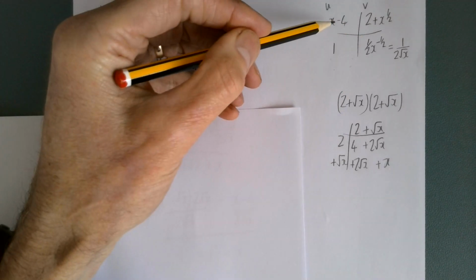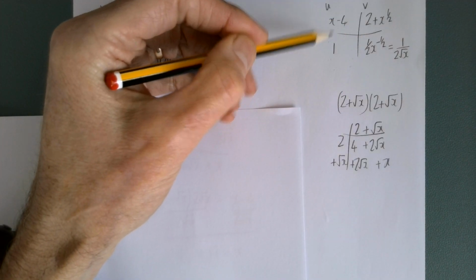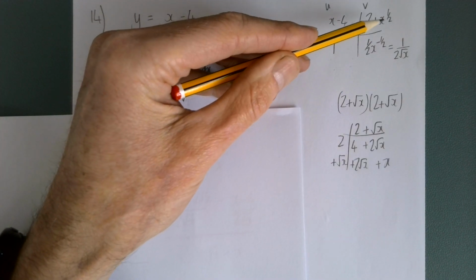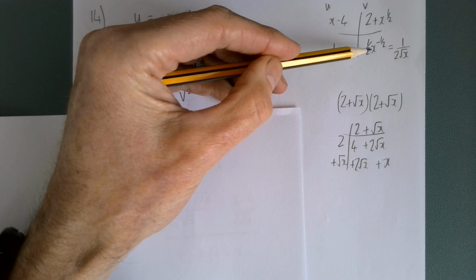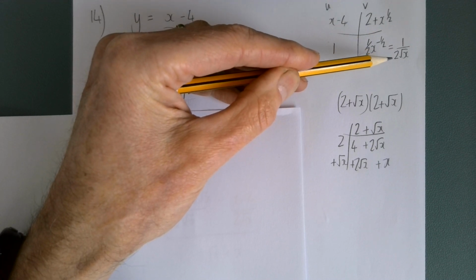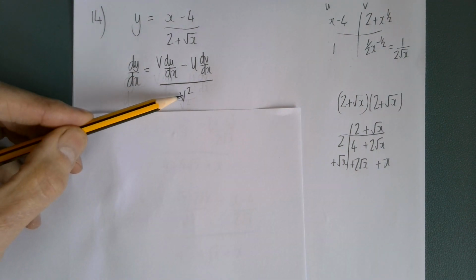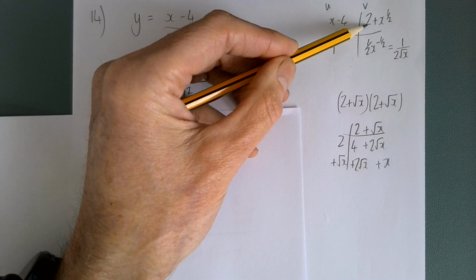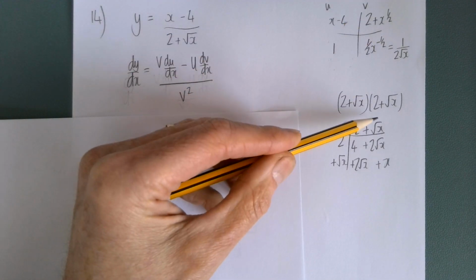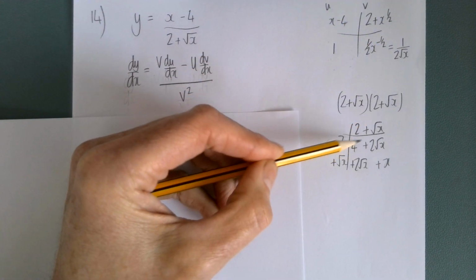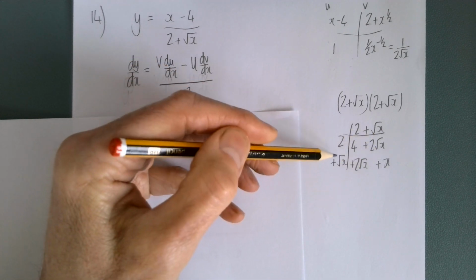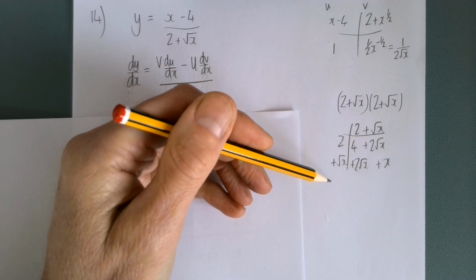We then differentiate both those things, so this becomes 1, this, the 2 disappears, and this becomes a half x to the minus a half, which is the same as 1 over 2 root x. Because the quotient rule also involves v squared, I've done that squared, so I've rewritten it in its surd form and gridded it out. You get 4 plus 4 root x plus x.